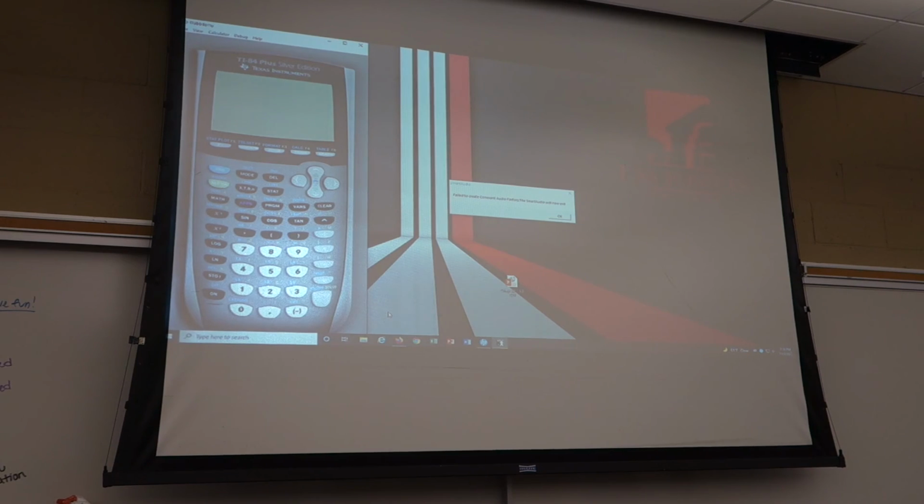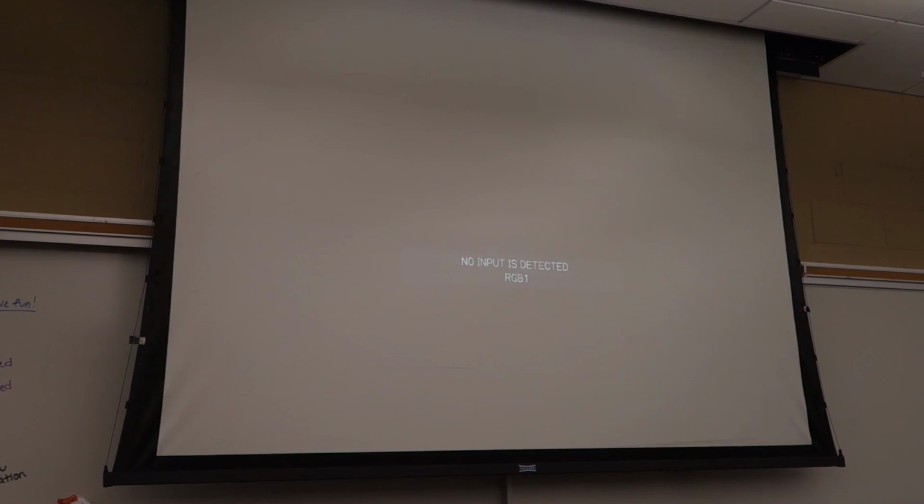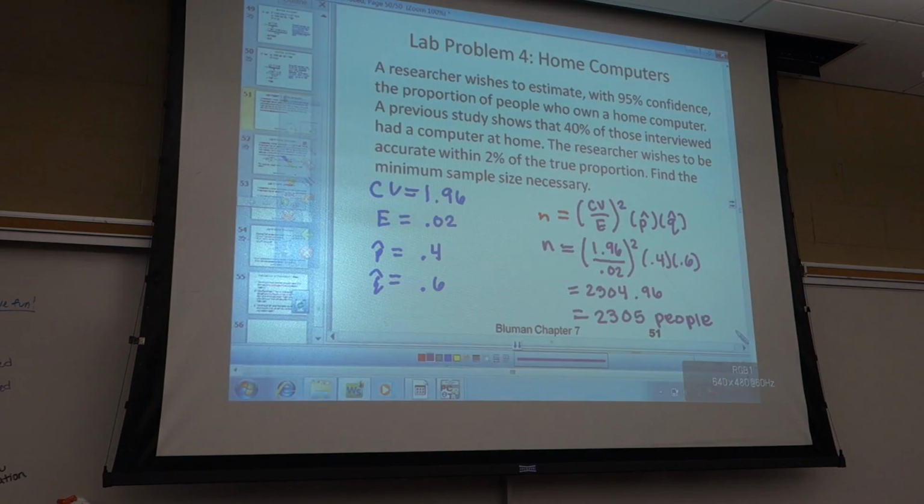Take a look. Destiny, can I explain what you did? Destiny, go ahead. You start off by getting your CV. So since it's 95% confidence, we get a CV of 1.96. It says it would just be accurate than 2%, so E is 0.02. Our p hat is 0.4 because it says the study shows 40%. The opposite, or 1 minus p, is 0.6. And then when you plug in your formula, you get 2304.96. Since you can't have 96 per person, you round up to 2305. Great. Okay, everybody do the second part if you haven't done it already.